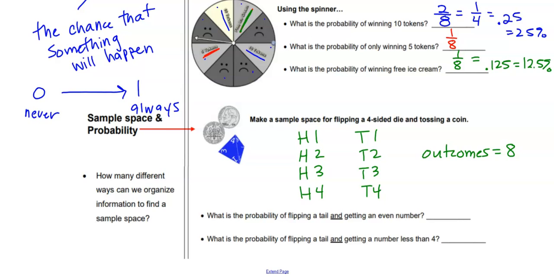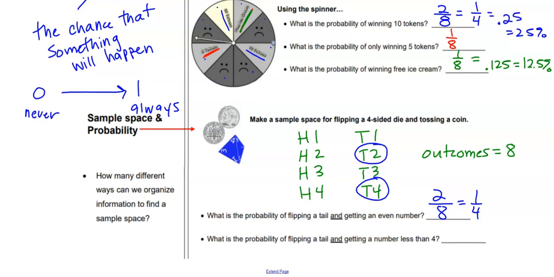So it says, what is the probability of flipping a tail and getting an even number? So I'm going to circle those ones. So tails and an even number. So tails and a 2 or tails and a 4. So there are 2 possible ways of being successful over a possible 8 outcomes. And 2/8 is the same as 1/4. So there's the answer to that one. And then I'll switch colors here.